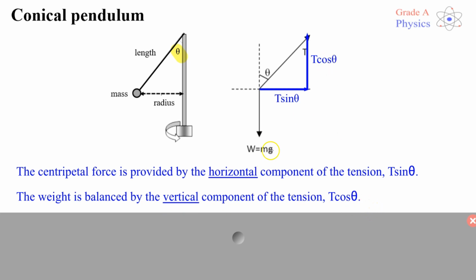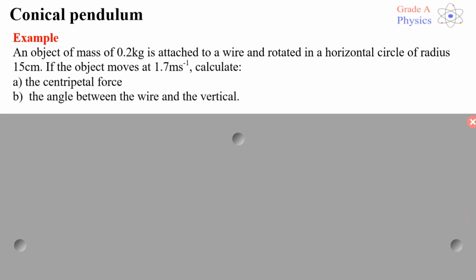So if we know the weight, we could calculate T cos theta. If we know the m, the v and the r, we can find the mv squared over r, we can find the horizontal component, and then we can find the angle theta, which is a typical example given here. So we've got an object, we know the mass, we know the radius, we know the speed. First of all, find the centripetal force, and then it says find the angle between the wire and the vertical.